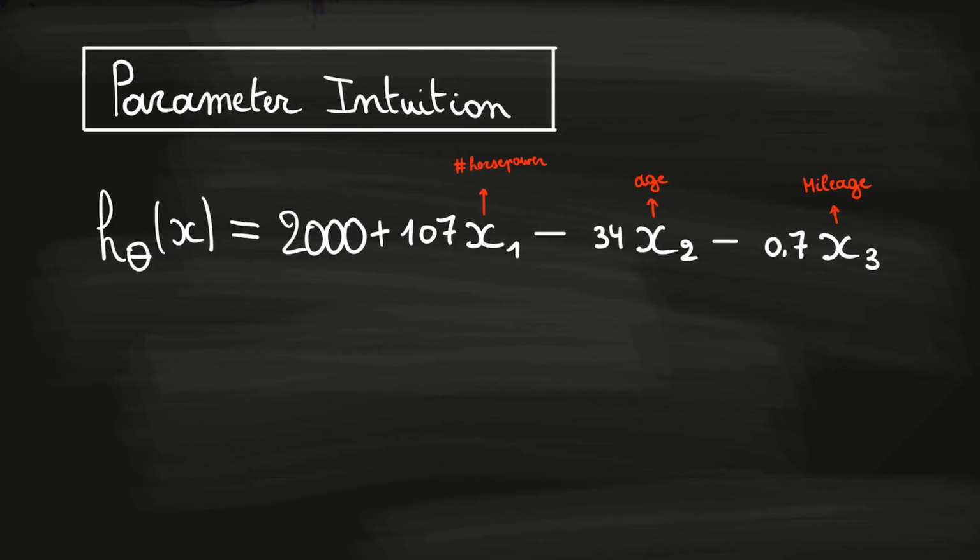Now before we end this part, I want you to get a more natural feel of what the parameters theta stand for. Let's say we have this hypothesis, with x1 the amount of horsepower, x2 the age of the car and x3 the mileage of the car. We see that the hypothesis predicts that the base price of a car is $2,000 and for every additional horsepower, the price of the car goes up with some value. The age on the other hand will reduce the price of the car with some value, and also for every additional mile the car has, the price will also go down a little bit.